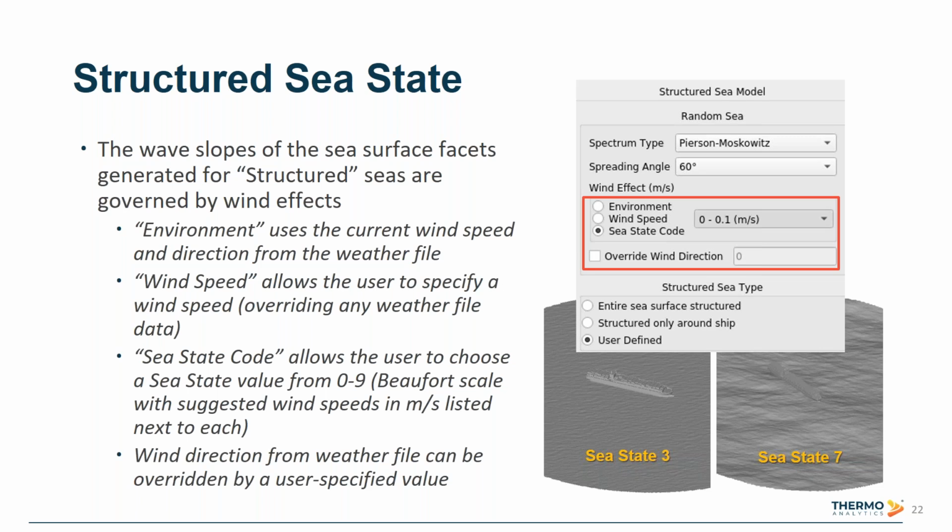Selecting the wind speed option will allow you to override the weather file wind speed with any speed that you choose. And the sea state code is a drop-down list from 0 to 9 using the Beaufort scale, which has the suggested wind speed listed next to the options. And finally, the override wind direction option will also allow you to override the weather file wind direction data.